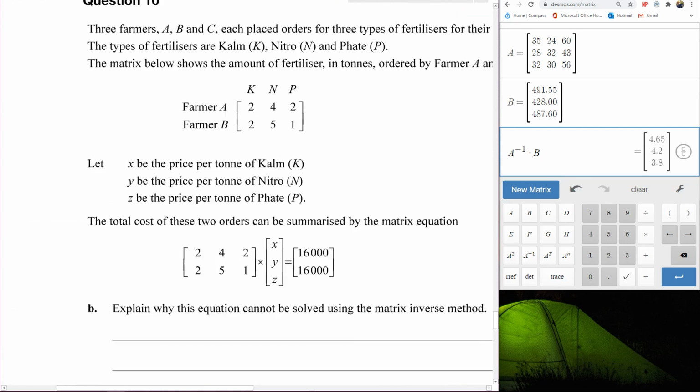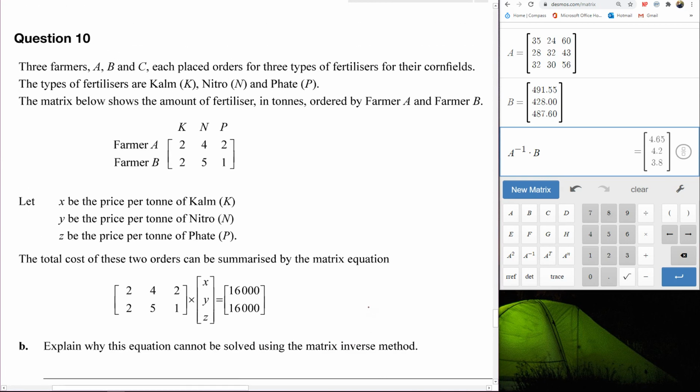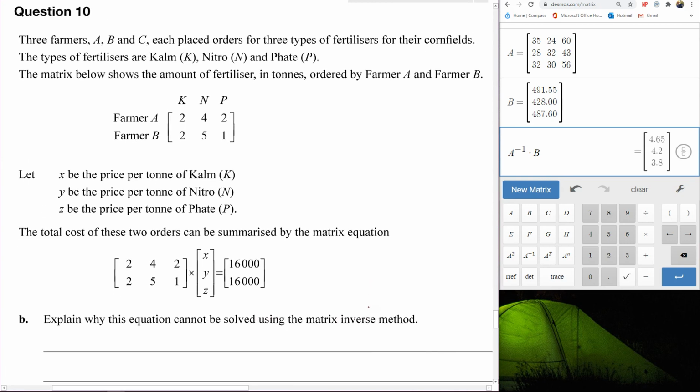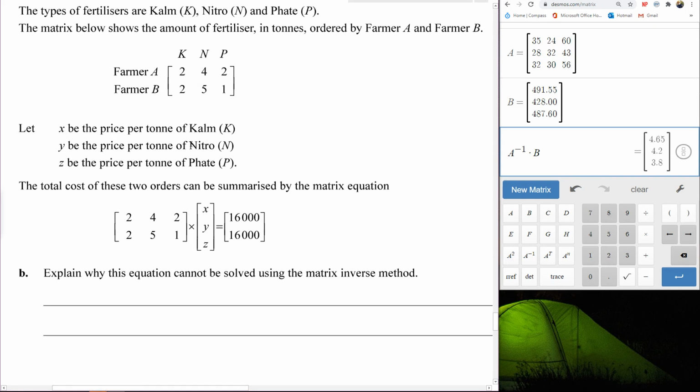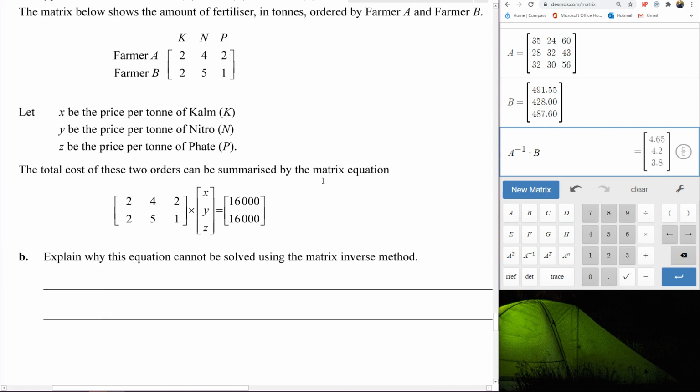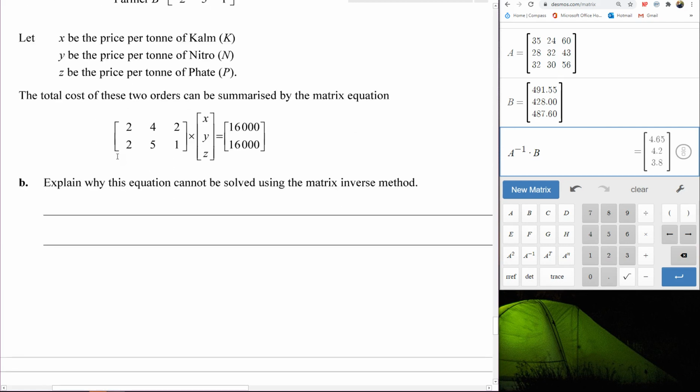Question 10. Three farmers, farmers A, B, and C, have placed orders of three types of fertilizers for their cornfields. The types of fertilizers K and P are here. Each row refers to the farmers, and the column refers to what they each ordered. Let X be the price per ton of calm, Y be nitro, Z be the price for each phate. The total cost of the two orders can be summarized by the matrix equation over here. Explain why this equation cannot be solved using the matrix inverse method.